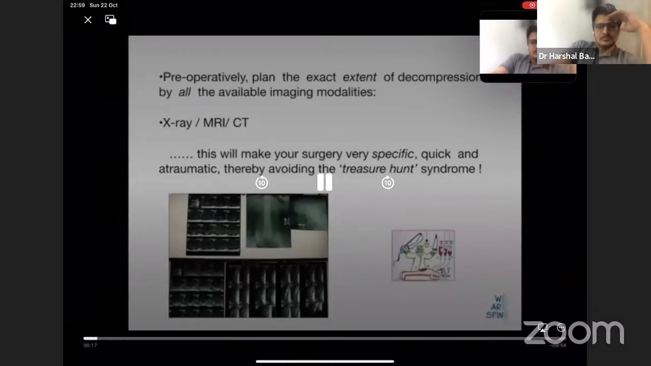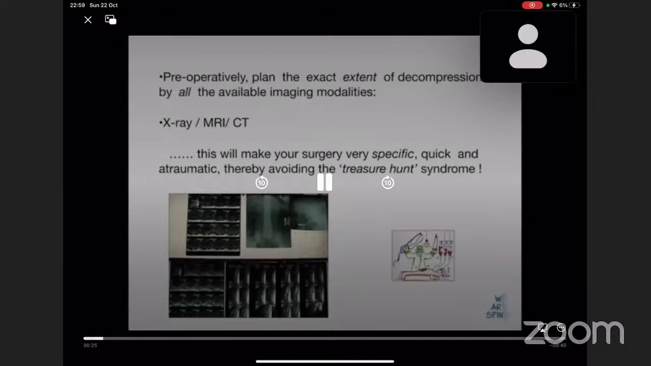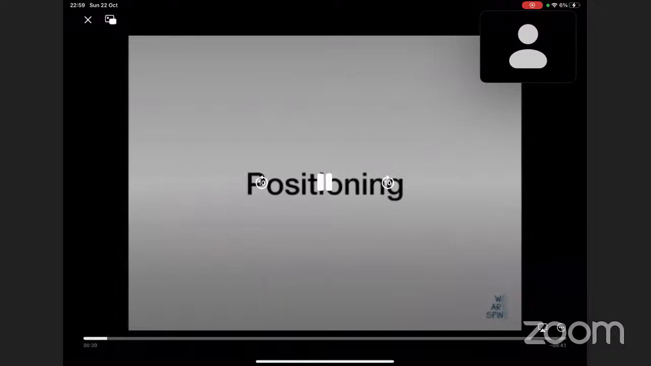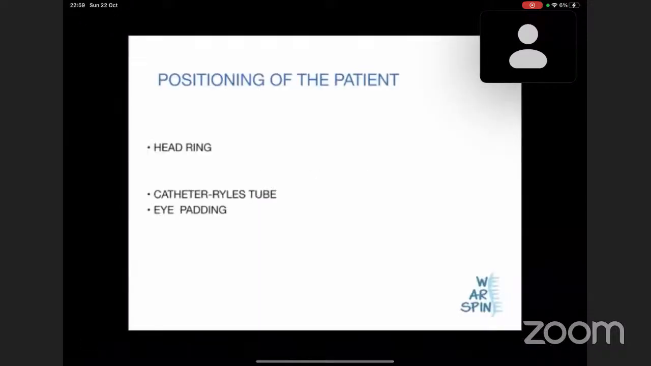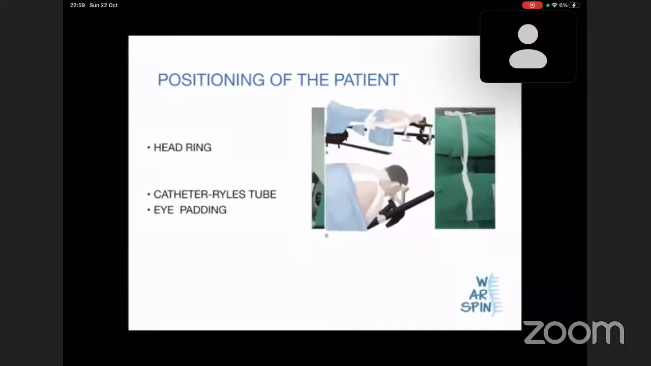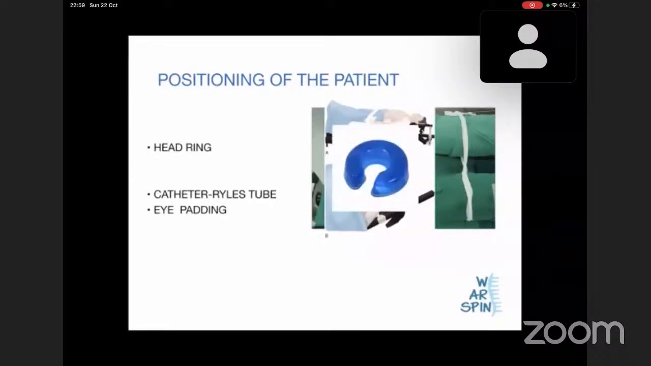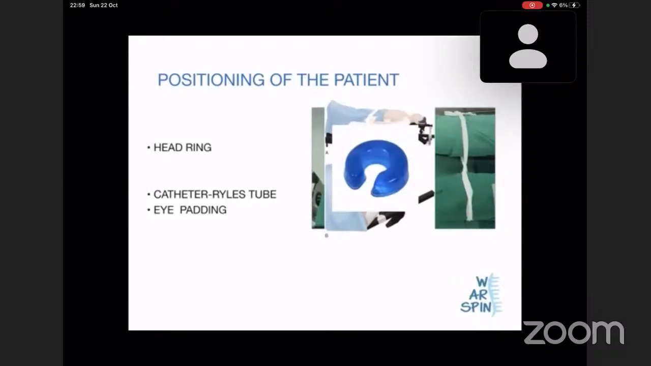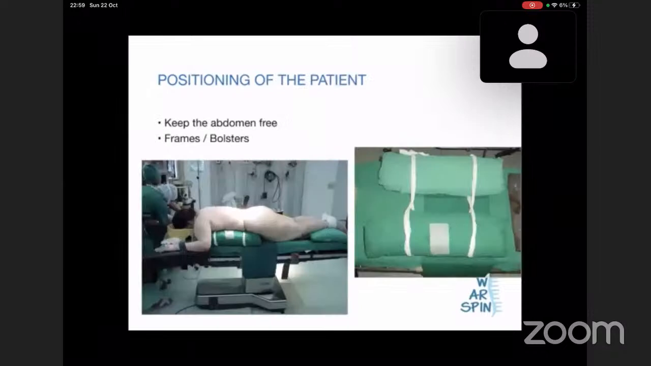Preoperatively, make sure that you use all the imaging modalities that you have at hand to plan the exact extent of decompression. This will make your surgery very specific, quick, and atraumatic, thereby avoiding the treasure hunt syndrome. In positioning, remember that you have a good head support along with the Riles tube which is passed. You can use a foam head support, attachments to tables with tongs, or some newer jelly head supports. Make sure that whatever you use, you have adequate and good eye padding. Keep the abdomen free from the table with the help of bolsters.